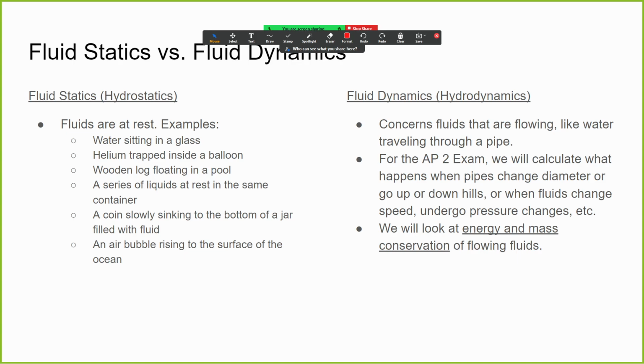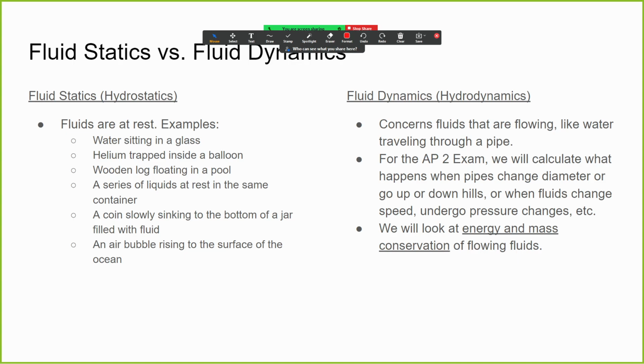Okay, so fluid dynamics is concerned with fluids that are actually flowing, like water traveling through a pipe. We call this hydrodynamics. For the AP2 exam, we're going to end up calculating what happens if a pipe changes its diameter or goes up or down a hill, when fluids might change speed, undergo pressure changes, etc.